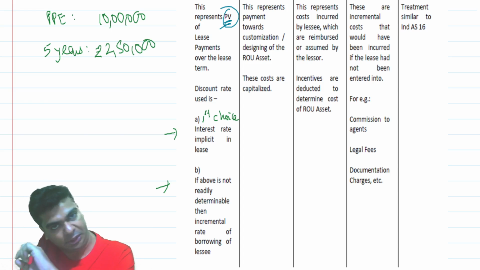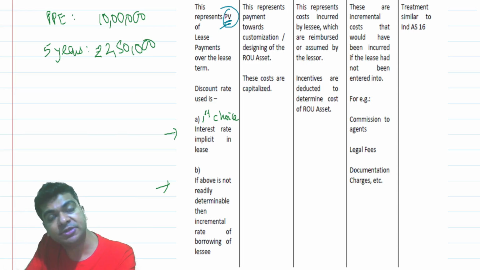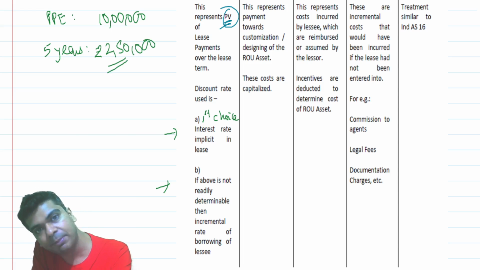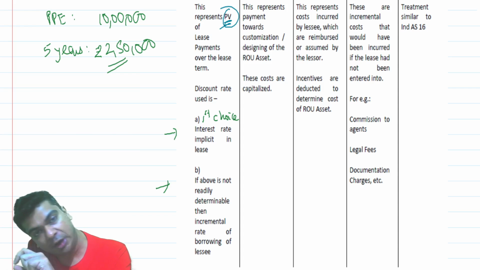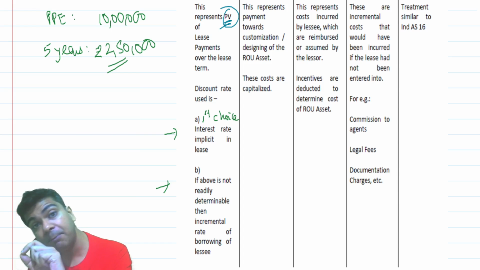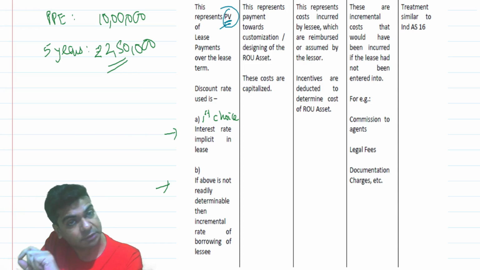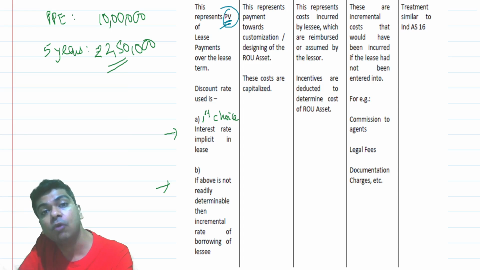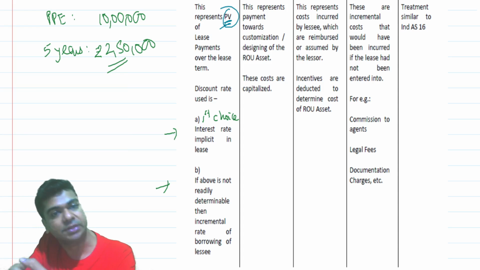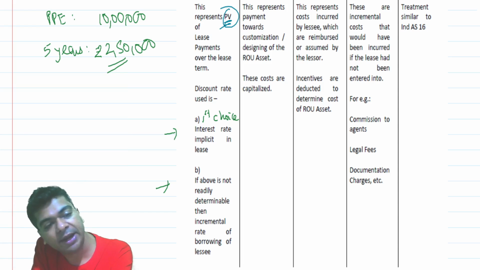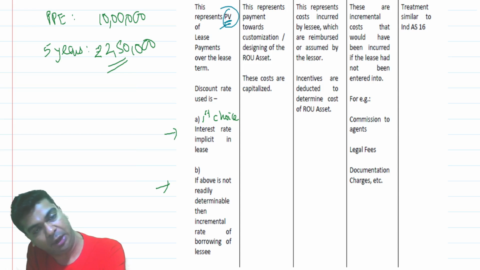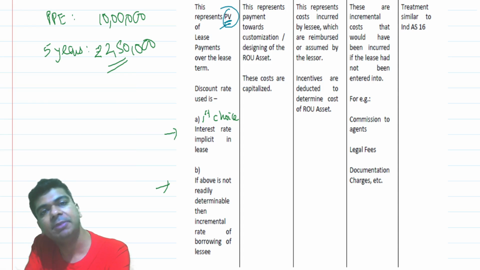So as a lessee, you are signing a lease agreement. You are promising the lessor that yes, every year I will pay 2,50,000. Now this 2,50,000 that you are paying every year, a part of this 2,50,000 will be towards the recovery of loss of interest of the lessor. Please understand this thing. When you are paying 2,50,000, entire 2,50,000 is not for the PPE.